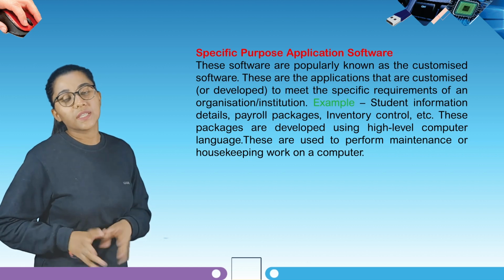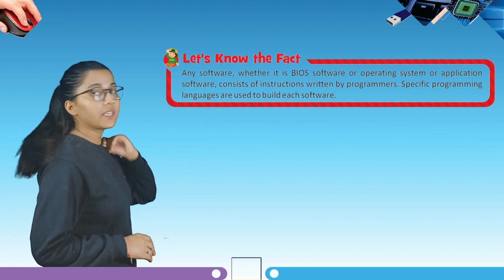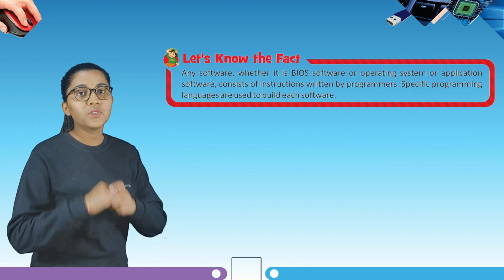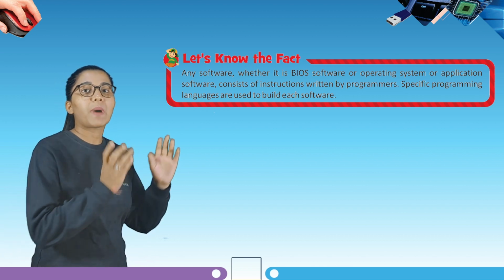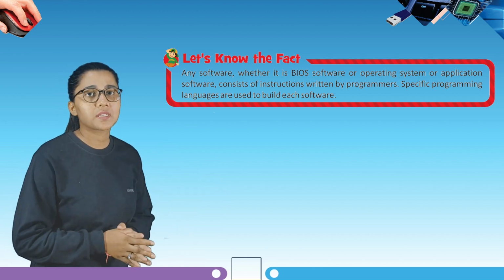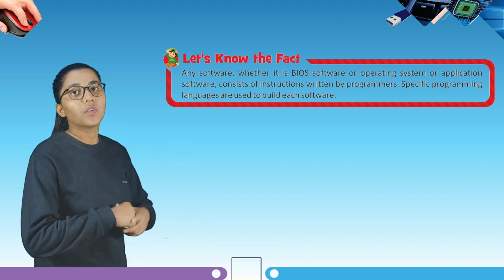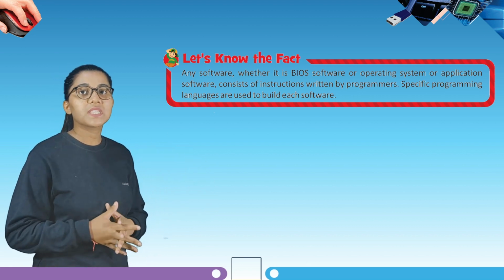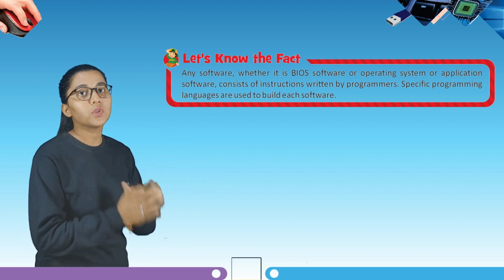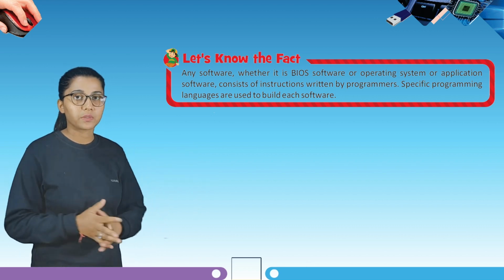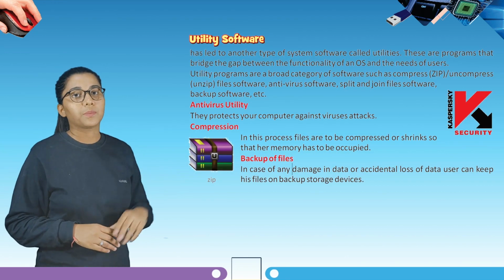Now, students, it's time to know an interesting fact, that is, any software, whether it is BIOS software or operating system or application software, consists of instructions written by programmers. Specific programming languages are used to build each software. Now, students, our next topic is utility software.